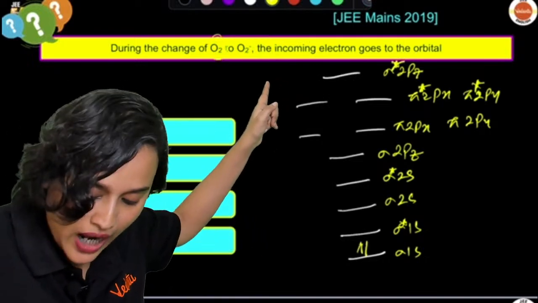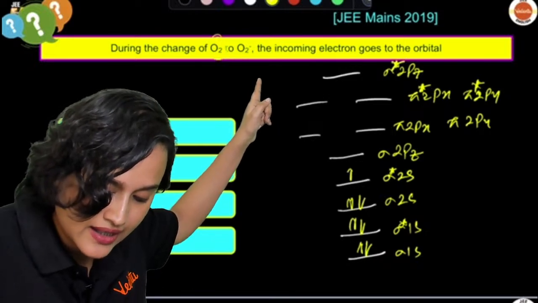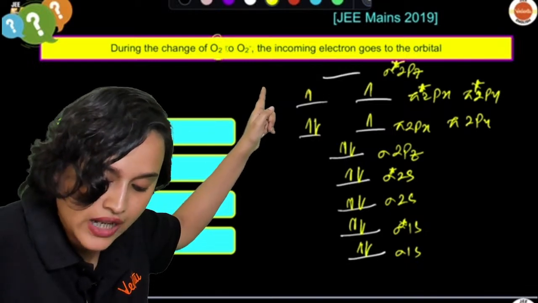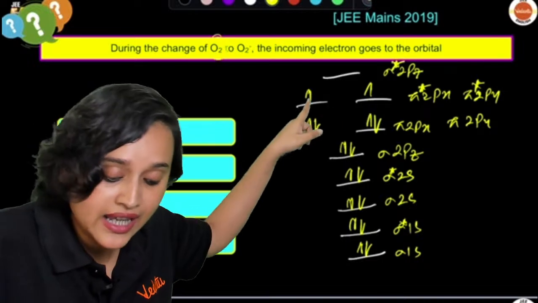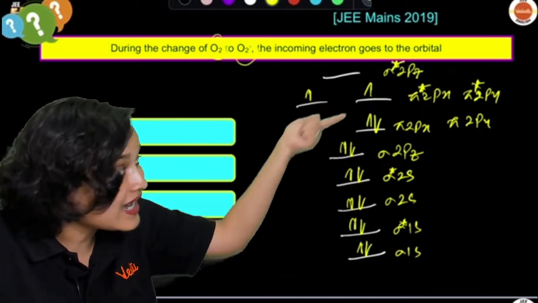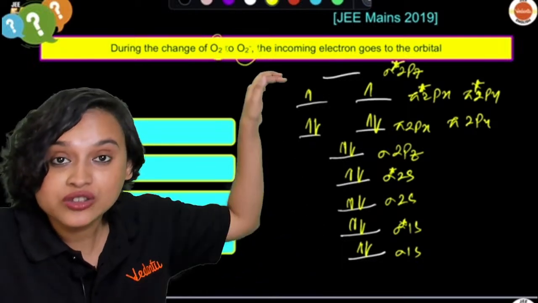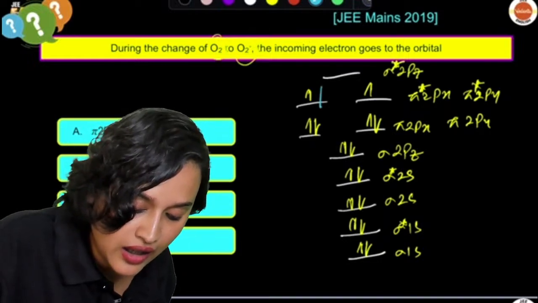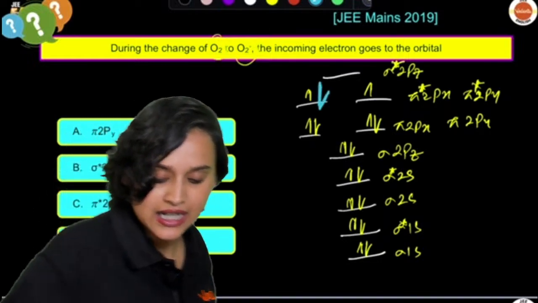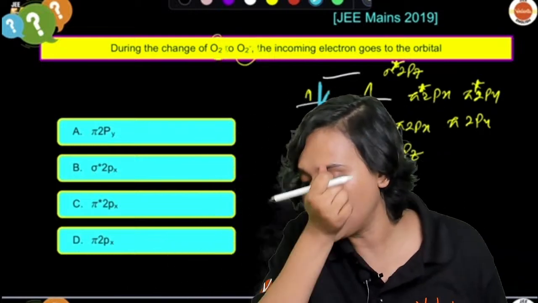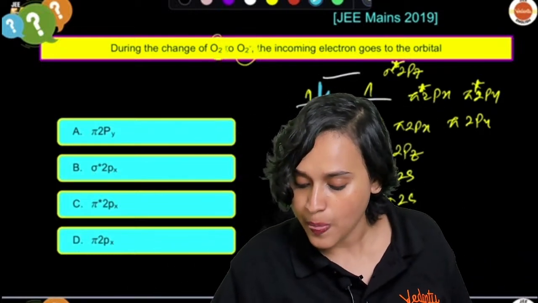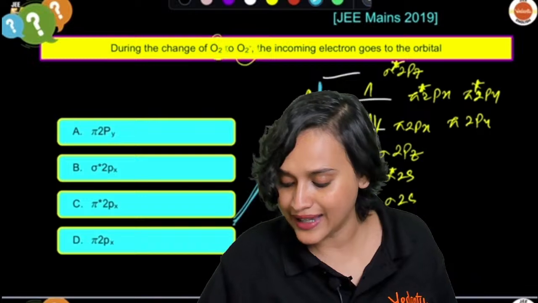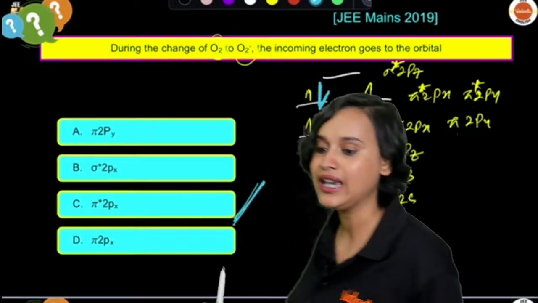How do I fill it? You will fill it 1, 2, 3, 4, 5, 6, 7, 8, 9, 10, 11, 12, 13, 14, 15 and 16. Done. Now they are saying this is O2 negative. There will be another electron that will be coming. Now this another electron, where will it go? It will go here, pi star 2px, right? That's where it will go. So it will be option C, isn't it? Option C, pi star 2px, is the correct answer.